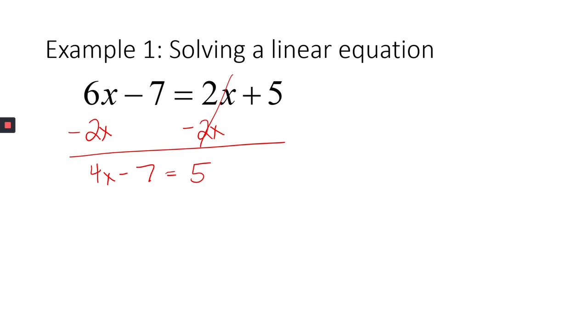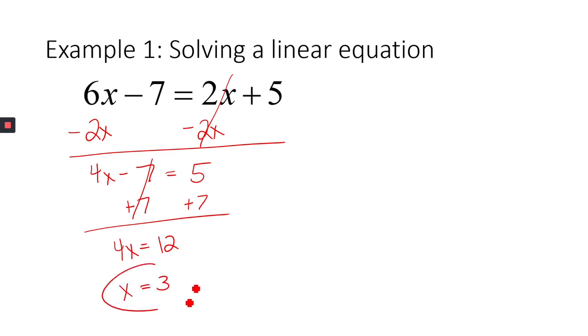Now, my variables are all on the left side together. I want to get the constants to the other side. Again, that's gone. 4x equals 12. 4 times x is multiplication, so our opposite operation is to divide, and we get an answer of x equals 3.